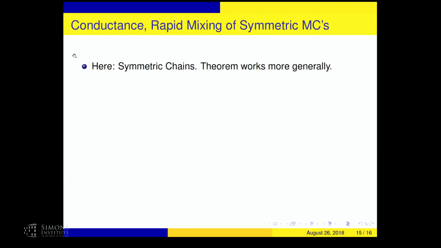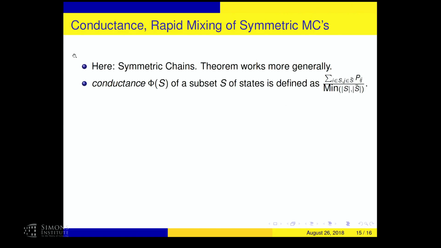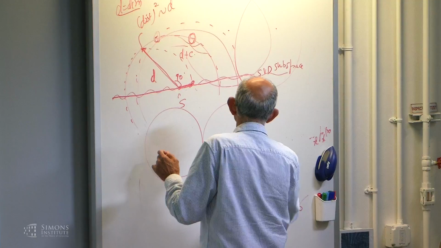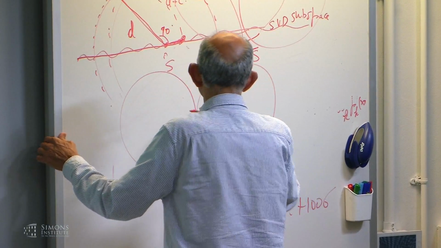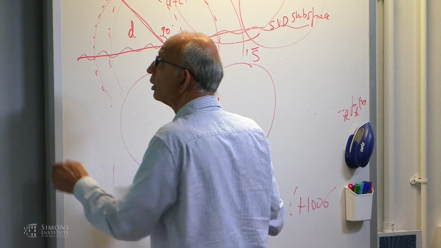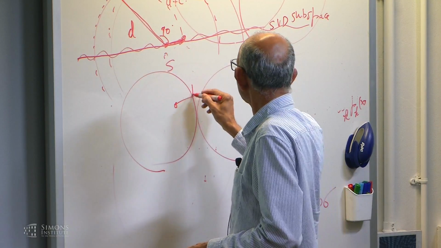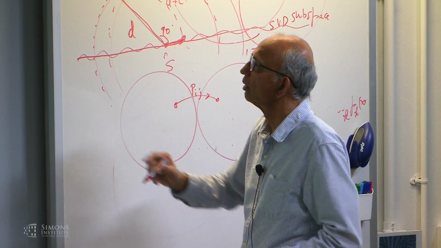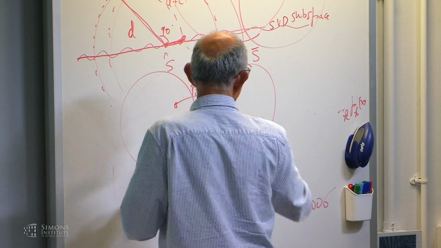So I'm going to do it only for symmetric chains. Symmetric chain means the probability of going from x to y is the same as y to x. But the theorem works more generally. We define something called the conductance, and here a picture would be useful. You have a subset of states S, and this is a complementary set of states S bar. I want to look at all edges going from S to S bar. The numerator measures the probabilities added up over all these, and the denominator measures the smaller of the two sets.